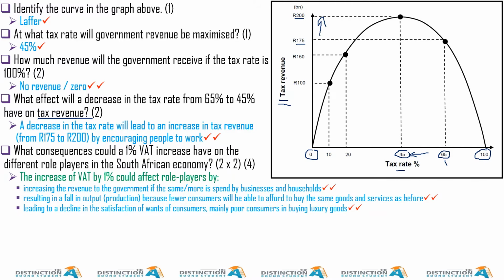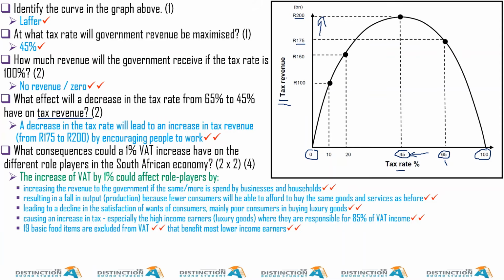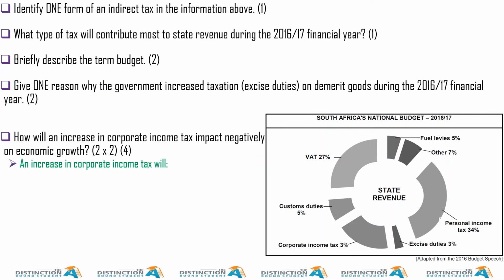I've mentioned that, leading to a decline in the satisfaction of consumers, mainly poor consumers, in buying luxury goods. They become way too expensive. They were expensive before, but now what more if you have to pay an extra? Then they'll be less attractive, causing an increase in tax, especially the high income earners, where they are responsible for 85% of VAT income. Then 19 basic food items are excluded from VAT that benefit more lower income earners, leading to a decrease in sales that will reduce profits.